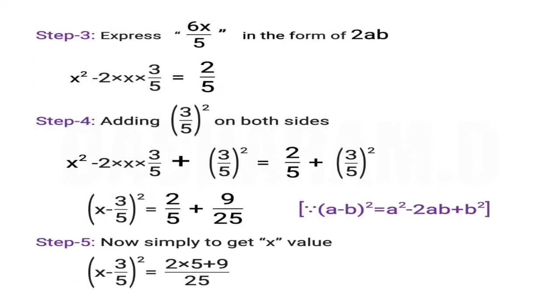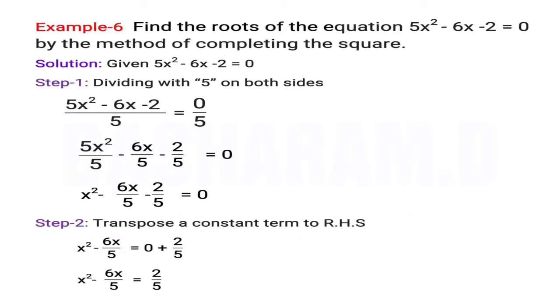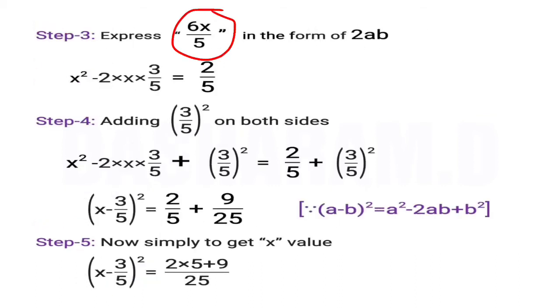Step 3: express 6x by 5 in the form of 2ab. See here, where is 6x by 5? Yes, here is 6x by 5. So write this 6x by 5 in the 2ab form. How do we write it in the 2ab form? See here, 2 into x into 3 by 5. If you simplify this, you will get 6x by 5. So now 6x by 5 is in the form of 2ab. Then what is the b value here? Yes, the b value is 3 by 5.